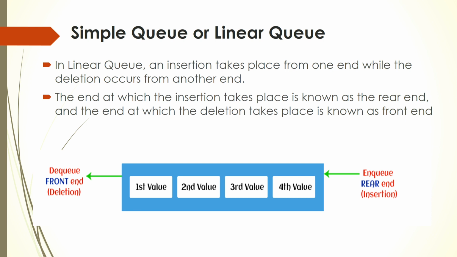But we should keep in mind that there is a major drawback of using a linear queue, which is that insertion is done only from the rear end. If the first three elements are deleted from the queue, we cannot insert more elements, even though the space is available in a linear queue. In this case, the linear queue shows the overflow condition as the rear is pointing to the last element of the queue.